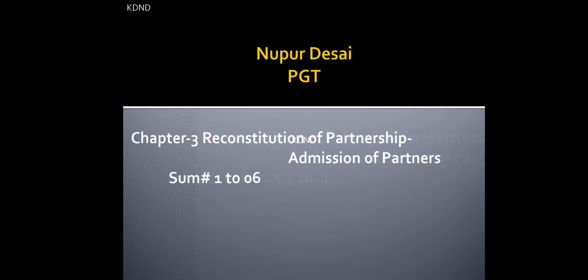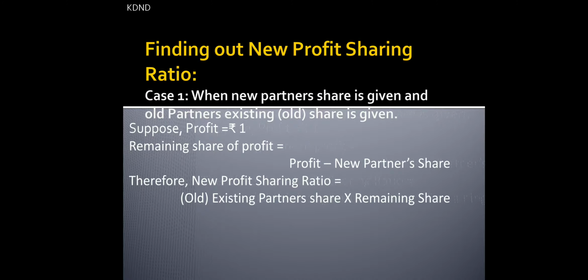Now in the sums there are 4 patterns, or you can say 4 cases, for finding out the new profit sharing ratio. In the very first, they will be giving us the old partners' share and the new partner's share.